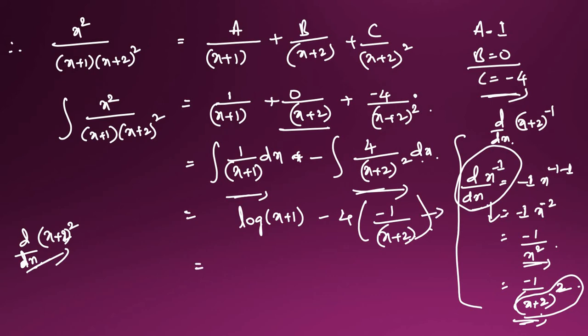So this is the answer here: log of x plus 1, then minus into minus here becomes plus, 4 divided by x plus 2 plus c is the answer. This is the answer of the given question. Now moving to the third question here. Now, third question, solution.